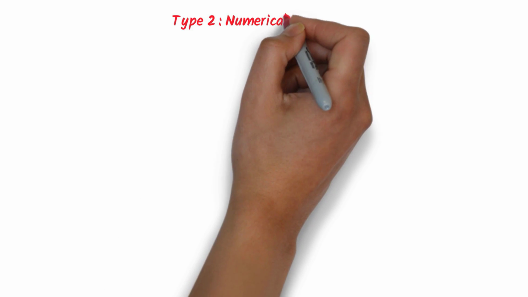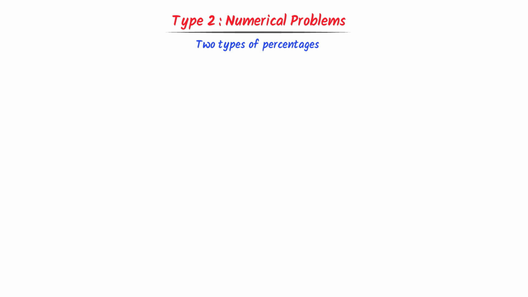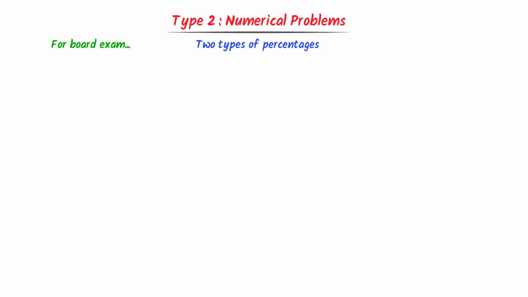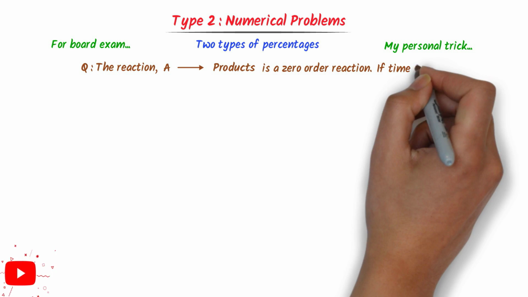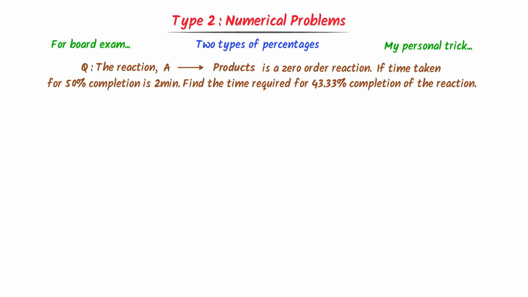Now we will learn type 2 numerical problems. In this type of numerical problems, we are given two types of percentage. Firstly, I will solve it for board exam and then I will teach you my personal trick to crack it in less than a minute. For example, consider this numerical problem. The reaction is a zero order reaction. If time taken for 50% completion is 2 minutes, find the time required for 43.33% completion of the reaction.